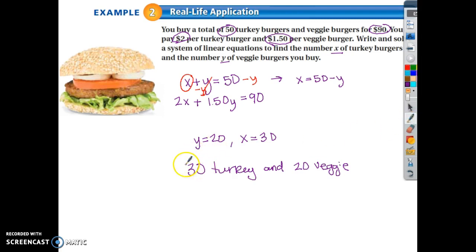When you are done, you will find, if you've done it correctly, that we purchased 30 turkey burgers and 20 veggie burgers. In doing so, we bought 50 total burgers and spent a total of $90.